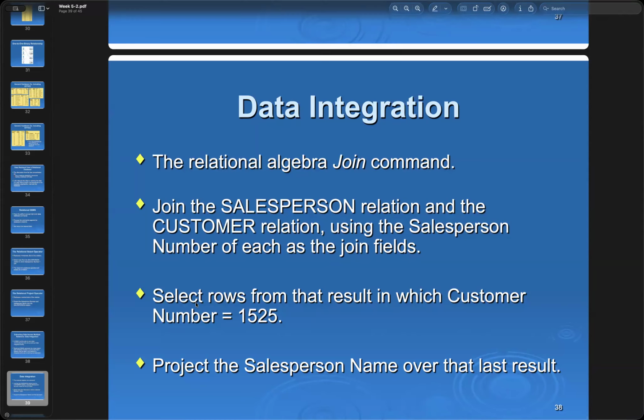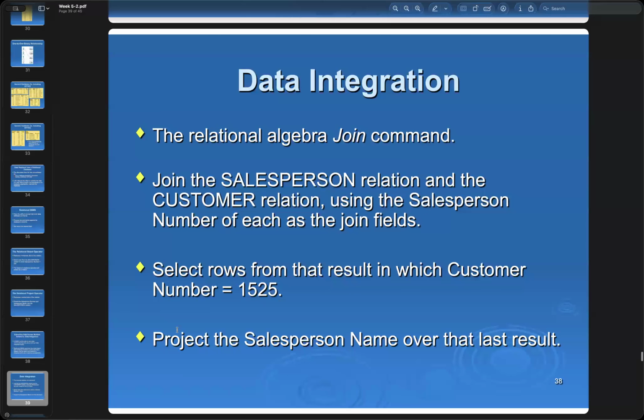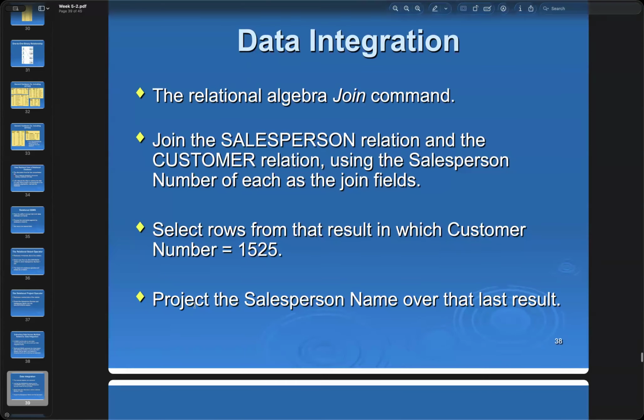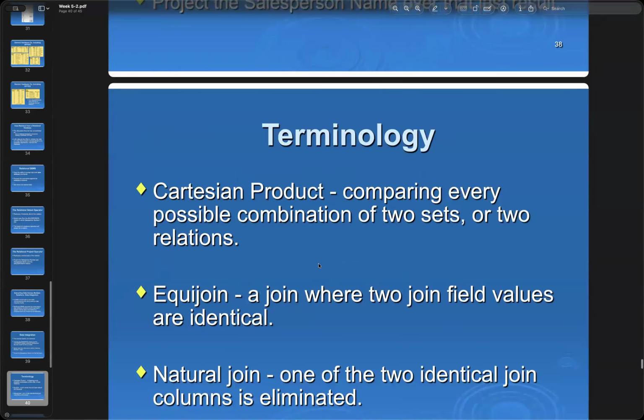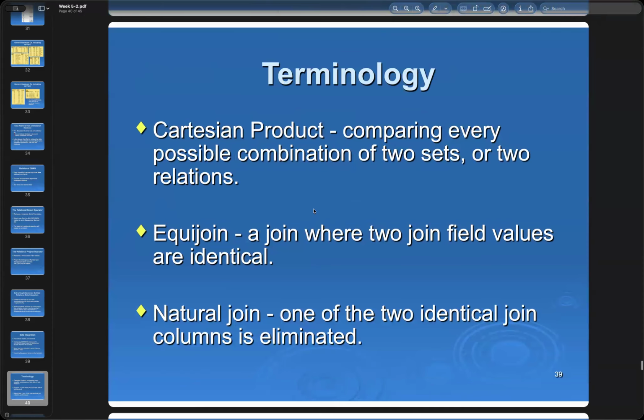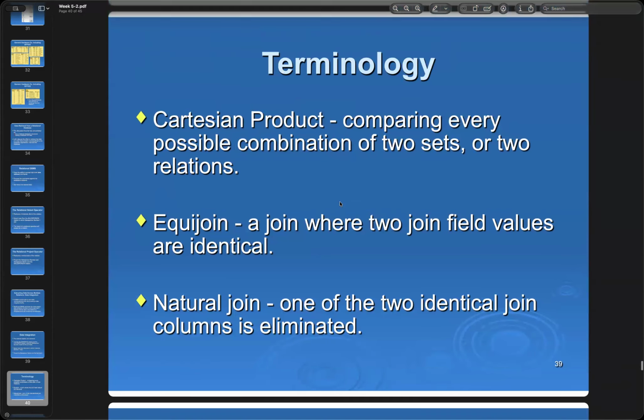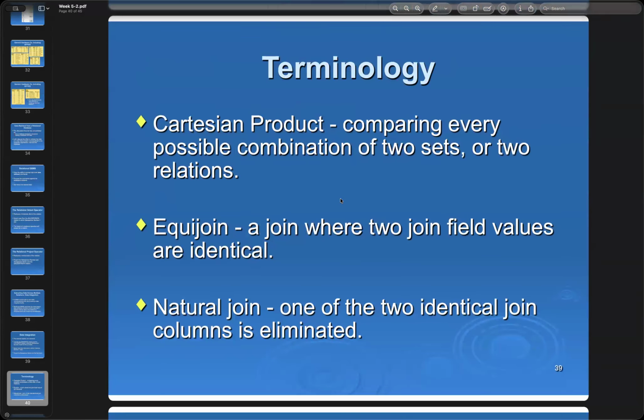So when we select the row, let's say customer number 1525, and then we just want to project, a project is the select. So select which column. And then the salesperson name over the last result, so we can project. And there are more terms that we're going to use. Let's say the Cartesian product, where we try to compare every possible combination of two sets or two relations.